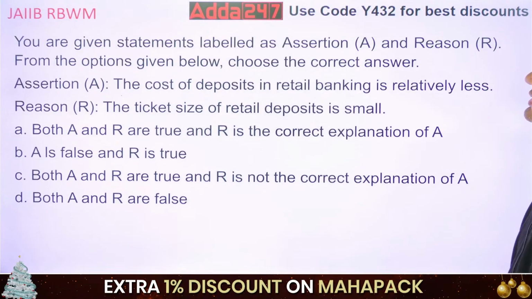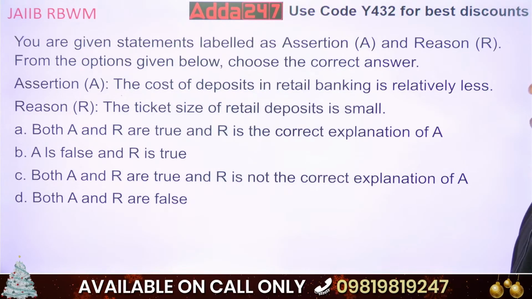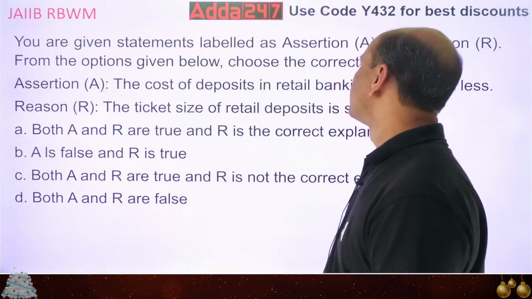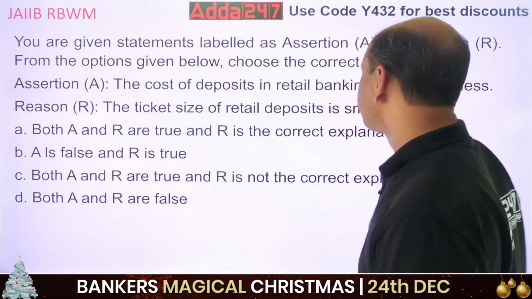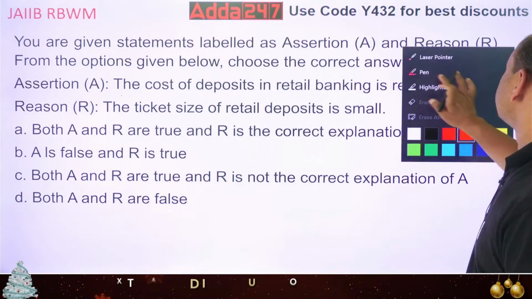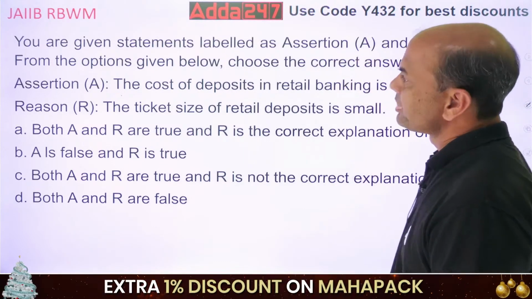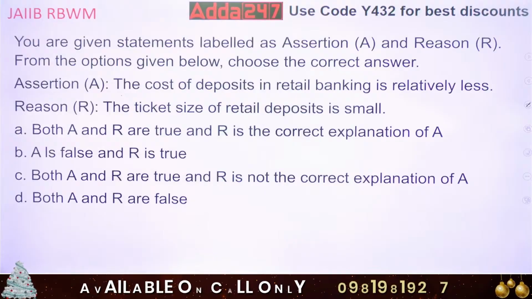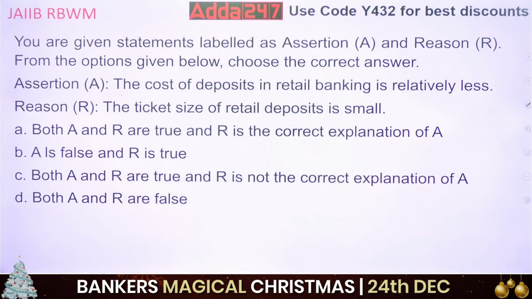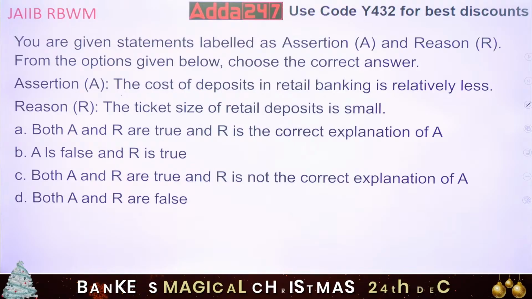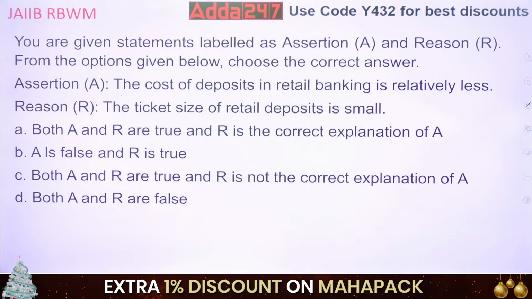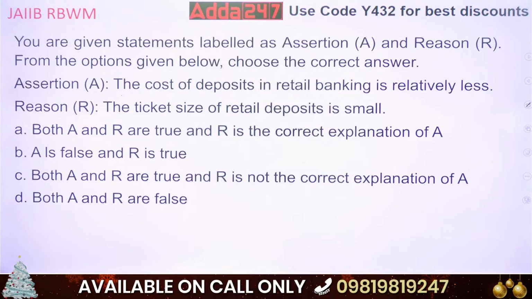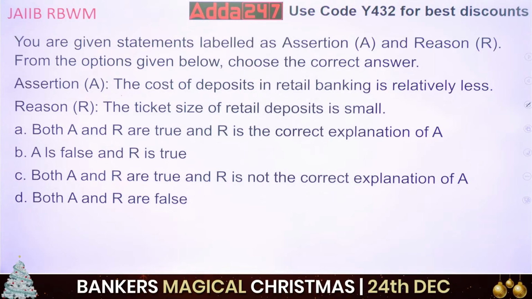You are given the statements labeled as assertion and reason. From the options given below, choose the correct answer. So what is the assertion? Assertion means statement, general statement. The assertion is: the cost of deposits in retail banking is relatively less. Second, the reason: the ticket size of retail deposits is small.